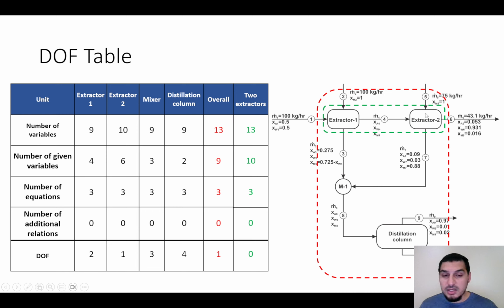There is one other option. I will just mention this, and you can try it yourself. It's going to be a good practice. So you can try starting with extractor 1, extractor 2, and mixer 1. So this loop is what we have here, and this loop is going to have 0 degrees of freedom. And if you start with this loop, you will solve it. Then you solve the mixer, then one of the extractors, and then again you have one assumption for the distillation column. Anyways, there is more than one option, so you can try whatever is more convenient for you.